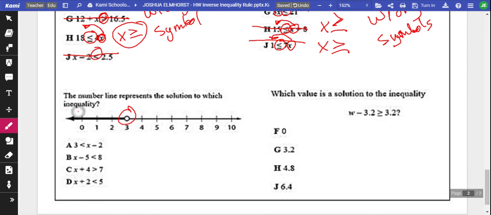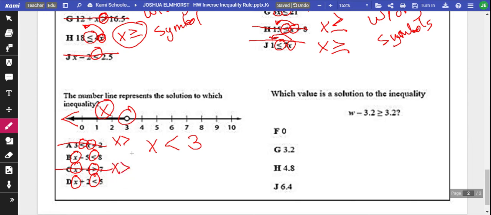So here we have an open circle and it's going to the left. So we have x is less than 3. This is our variable x. Okay, so this says x is greater than, x is less than, x is greater than, x is less than. So right here, these are backwards because this says x is greater and this also says x is greater. So now we have 3 minus 5 and then we have 3 plus 2. So 3 minus 5 is not 8.